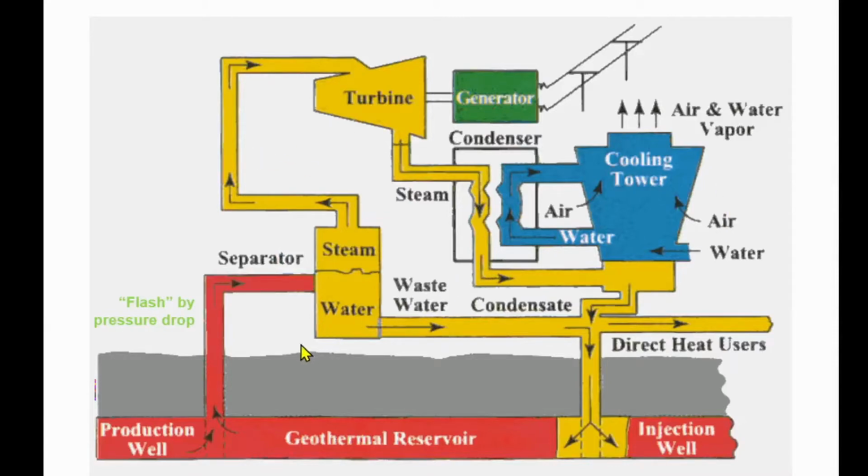So here you see a single flash steam power plant. So you have here the geothermal reservoir. Then you have a mixture between steam and water. Here the pressure is reduced in the yellow part. You create more steam out of the hot water, and then you feed the turbine, as you saw before, which feeds a generator. You cool it down and inject back the condensate to the injection well. Or if you have the possibility, you can supply heat to direct heat users.